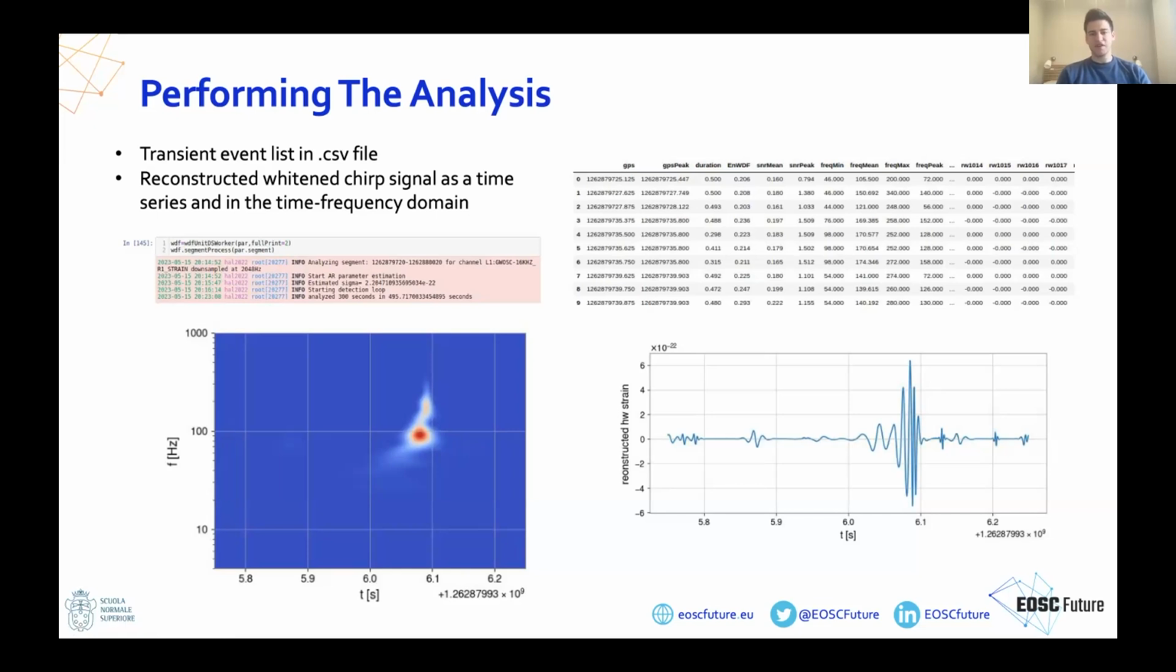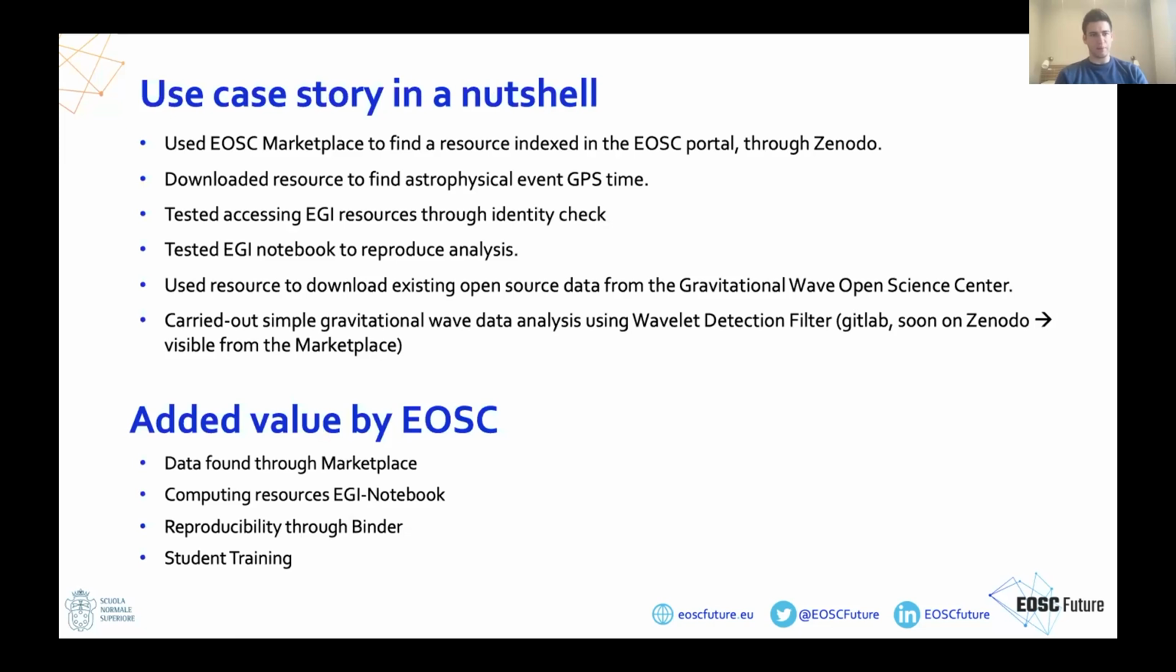Furthermore, we used these triggers produced to reconstruct the gravitational wave signal near the expected GPS time. And you can see here on the right the time series of the chirp signal, and on the left the corresponding chirp in the time frequency domain. So this is a simple analysis, but was done very rapidly, and starting just from EOSC and without any knowledge of gravitational waves, basically.